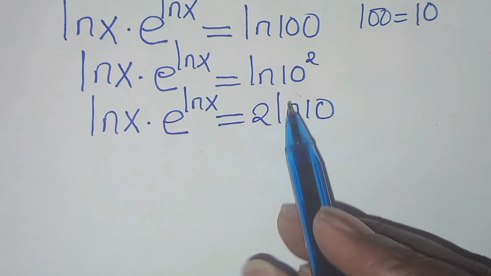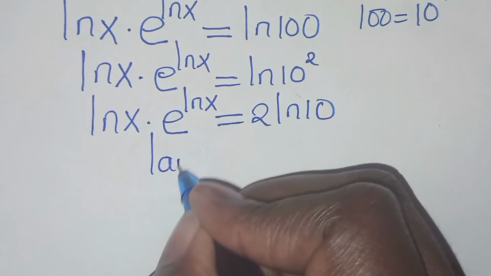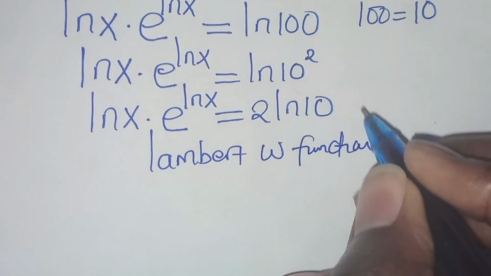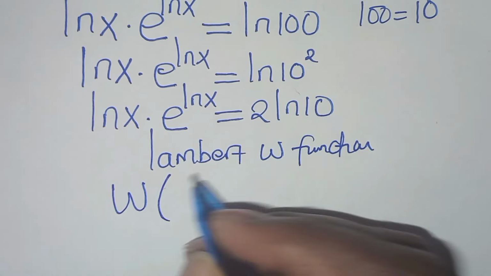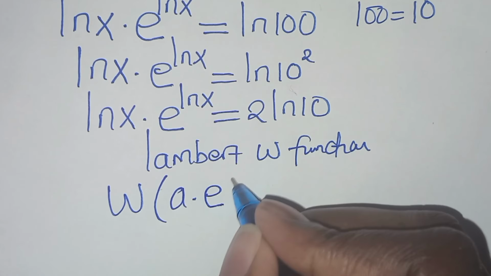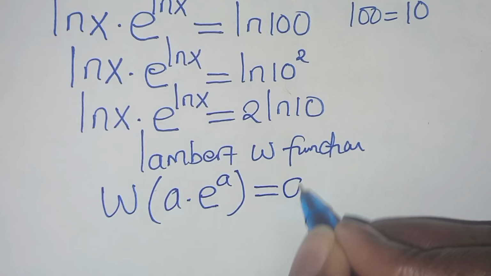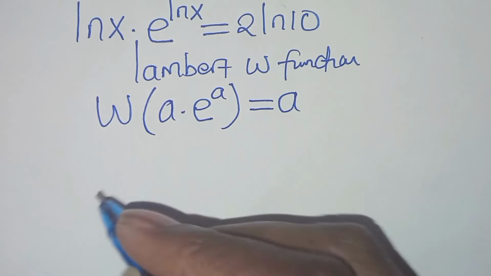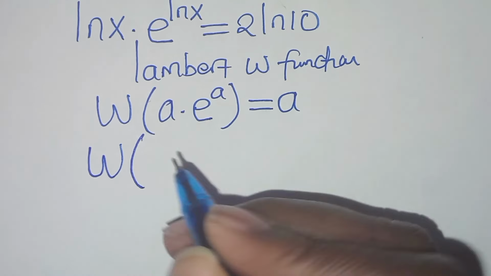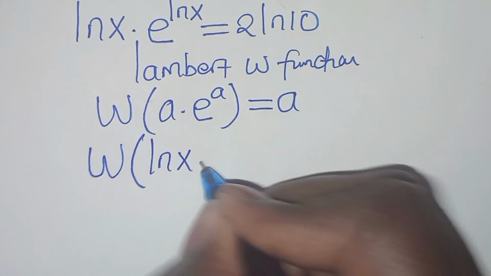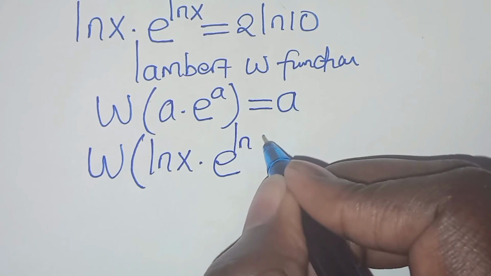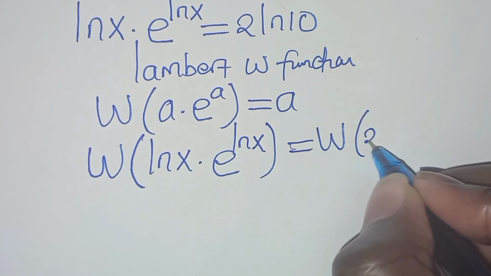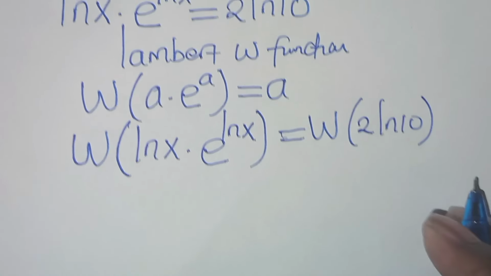The next step from here is to introduce the Lambert W function. The W function of a multiplied by exponent e to the power of a is the same thing as a. So let's introduce this W function on both sides so that now we have the Lambert W function of ln of x times exponent e to the power of ln of x equal to the W function of 2 ln of 10.